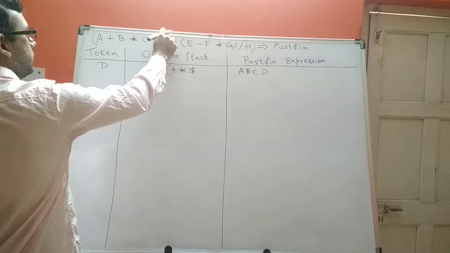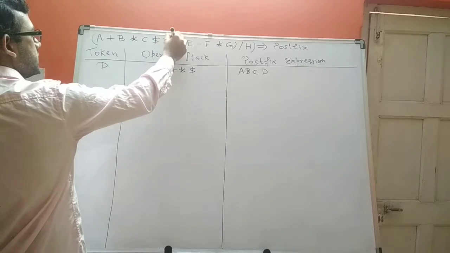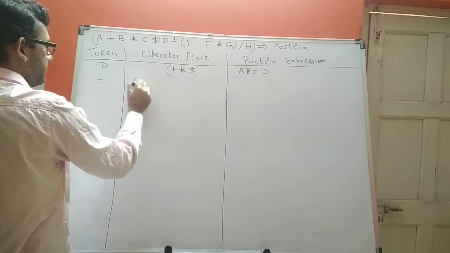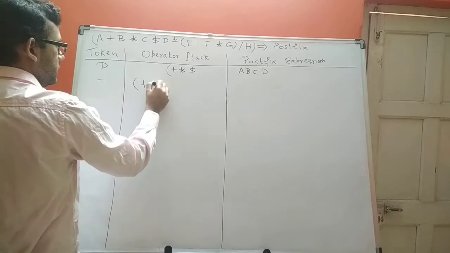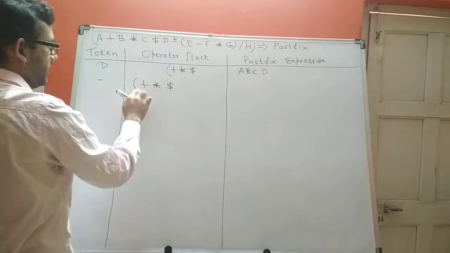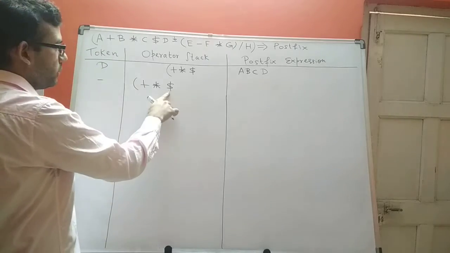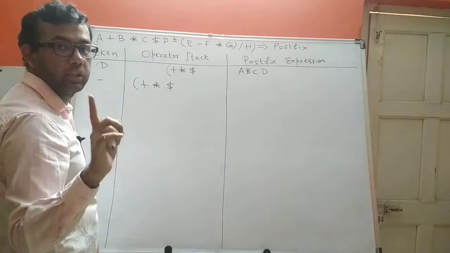So after D, what is the next token? The next token is minus. Now this is interesting. See, I have 4 elements on my stack: 1, 2, 3, 4. And which is the topmost element? The topmost element is dollar.